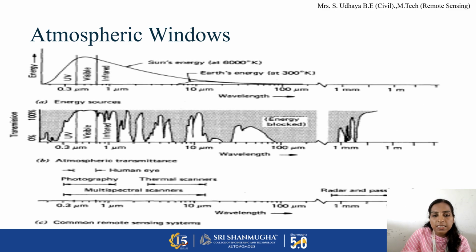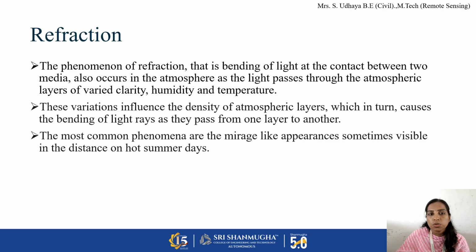As you can see in this image, these paths like UV, visible, and some regions in the infrared, near infrared, mid infrared, and thermal infrared, and the one having longer wavelengths, that is the microwave region, are the passages which allow the electromagnetic radiation to pass through. The other gray shaded portions block the energy. This phenomenon is called atmospheric windows.